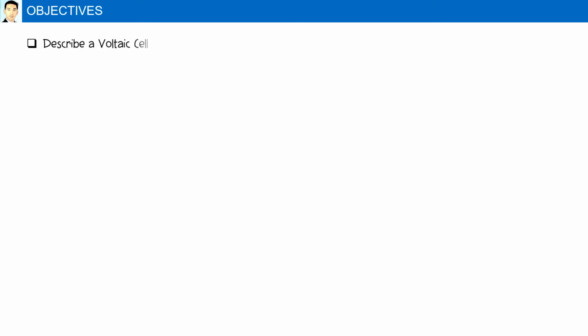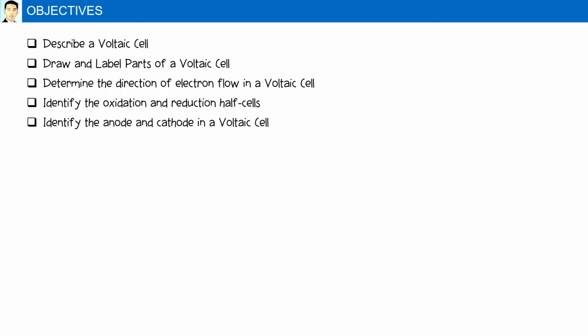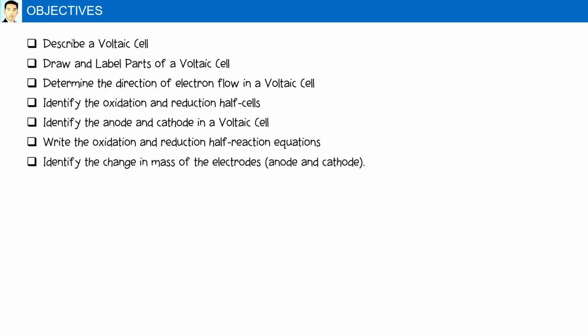Objectives: describe a voltaic cell, draw and label parts of a voltaic cell, determine the direction of electron flow in a voltaic cell, identify the oxidation and reduction half cells, identify the anode and cathode in a voltaic cell, write the oxidation and reduction half reaction equations, and finally, identify the change in mass of the electrodes.